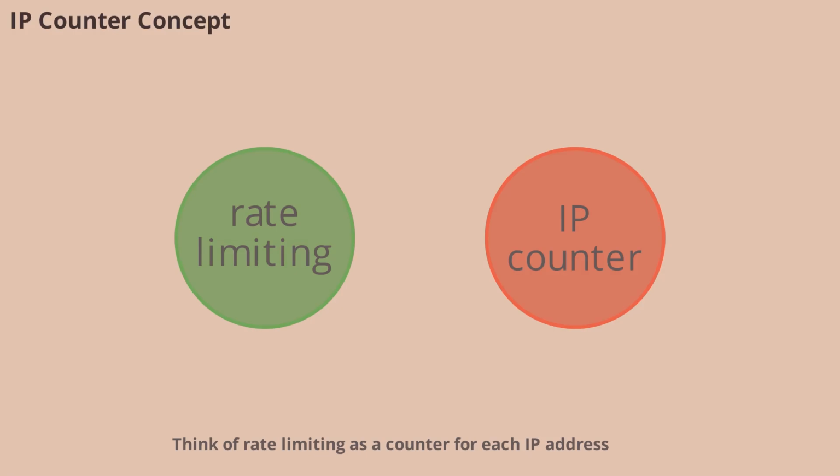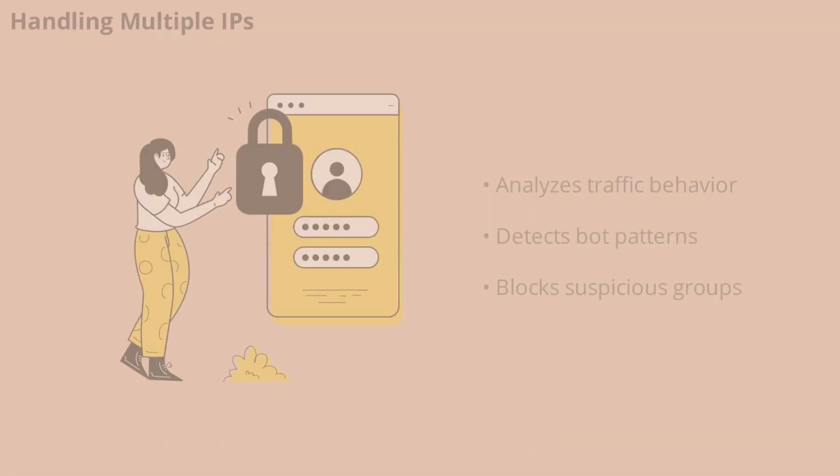Think of rate limiting as a counter for each IP address. Every time a request comes in, the counter increases. If the counter goes over the limit, Cloudflare steps in to block or slow down the traffic. This simple concept is highly effective at stopping basic DDoS attacks, but attackers often try to bypass it by changing IP addresses. Attackers are clever.